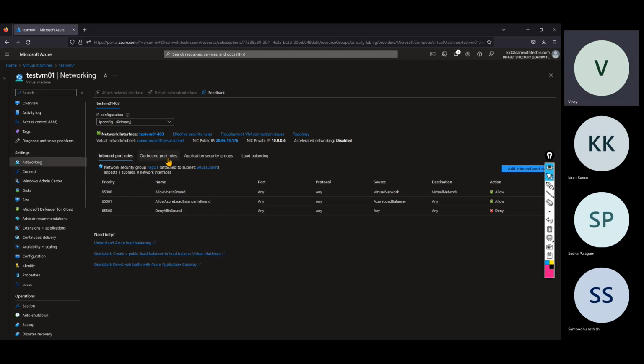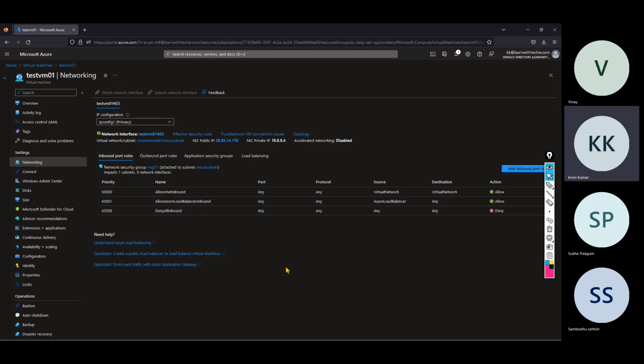No, I don't think we can take the RDP on inbound. We cannot take that. So what about the remaining people?